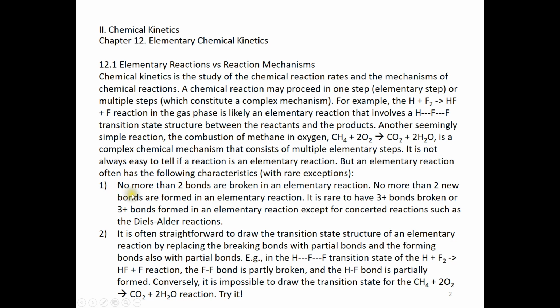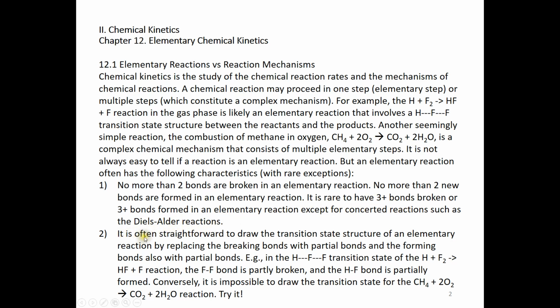Number one, no more than two bonds are broken in an elementary reaction. No more than two new bonds are formed in an elementary reaction. It is rare to have three or more bonds broken or three or more bonds formed in an elementary reaction, except for concerted reactions, such as the Diels-Alder reaction.